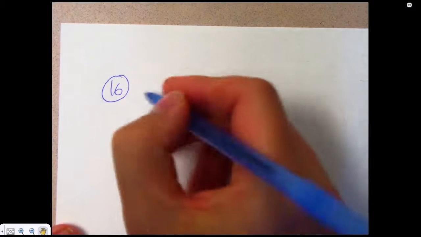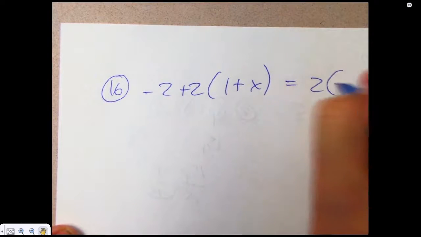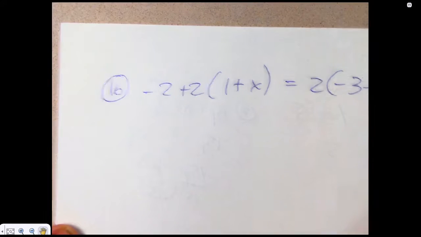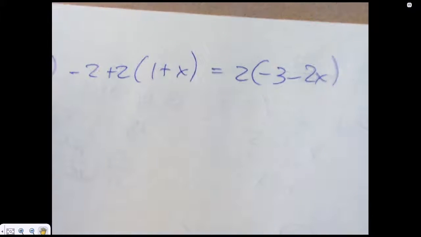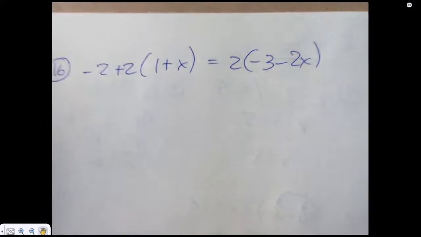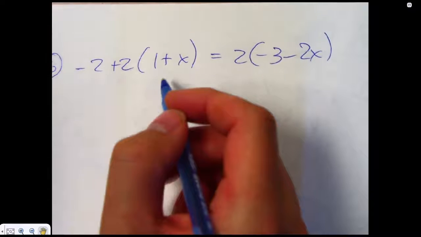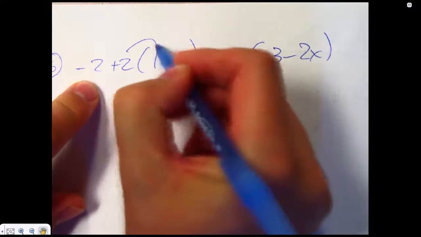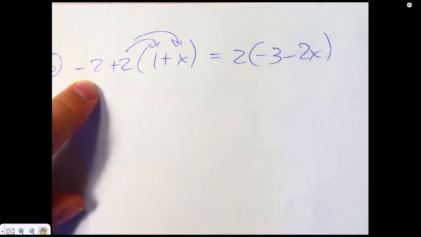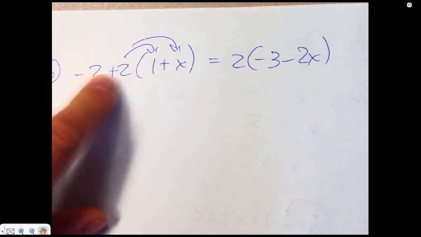I got one more here, number 16. -2 plus 2 times 1 plus x equals 2 times -3 minus 2x. So this is a double distributive. You've got to distribute on both sides, combine like terms, move things back and forth, etc. So we do multiplication first, right? This 2 is being multiplied by the 1 plus x. That's distributive. That's multiplying. You do that before you do this addition.